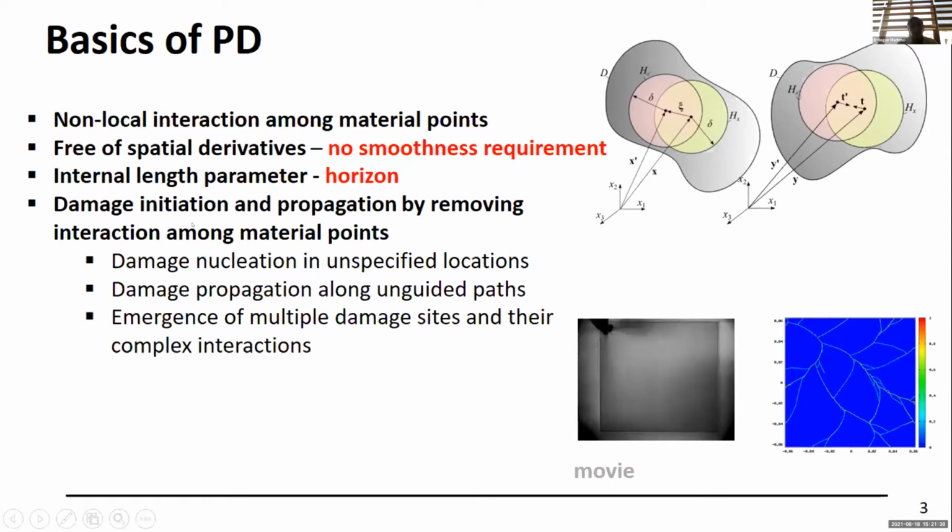So damage initiation and propagation is very simple. All you have to do is remove the interactions between these 2 points, and you initiate damage in unspecified locations, and damage propagation occurs along unspecified paths. As you can see here, this is the simulation of the cracking that's taking place in this chemically treated glass. So you can have emergence of multiple damage sites and their complex interactions. So it's very robust when it comes to predicting failure. And that's the main reason why it was introduced by Stewart Silling in the year 2000.